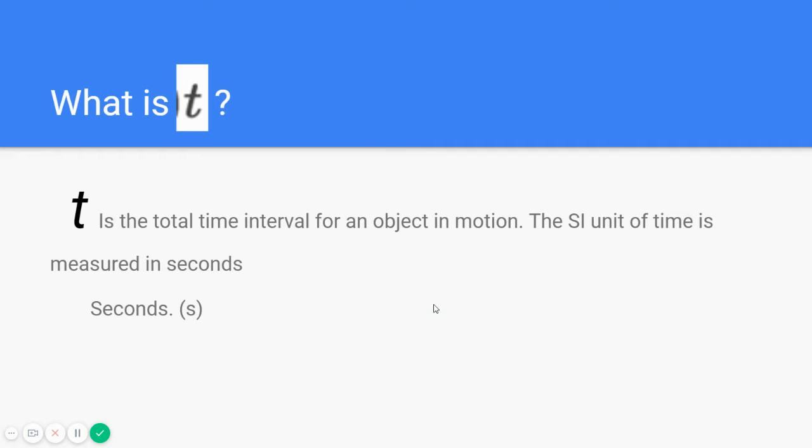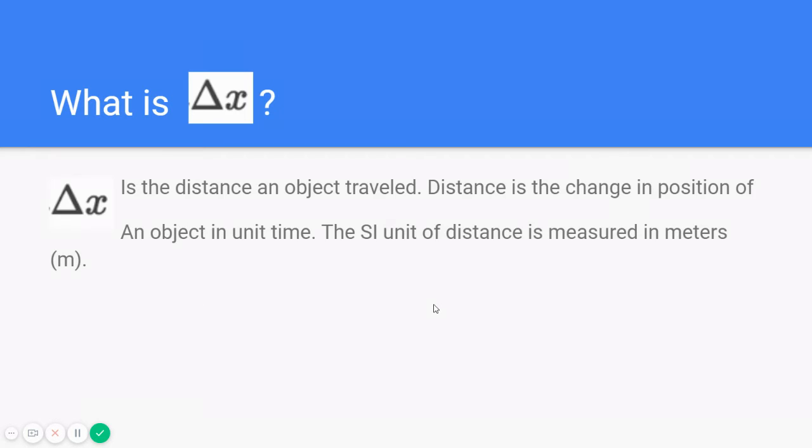Alright, but before we continue, I want to say that it's measured in seconds, but sometimes for longer durations of time, maybe like if you're on a plane traveling, then it would not really be measured in seconds, it would be measured in hours. What is change of x? So change of x is the distance an object traveled. Distance is the change in position of an object in unit time. The SI unit of distance is measured in meters.